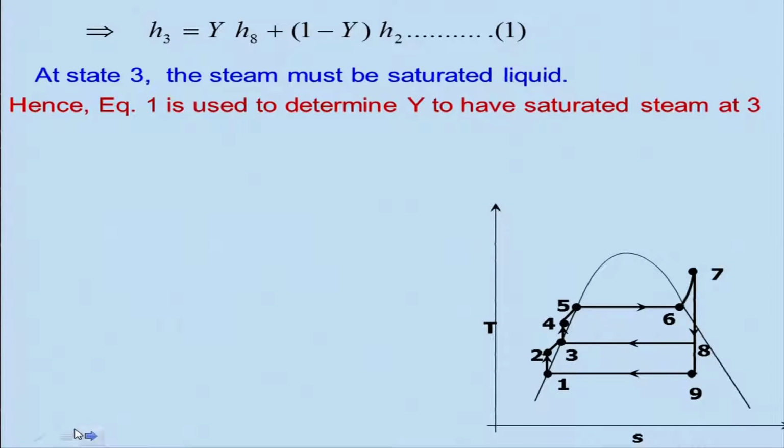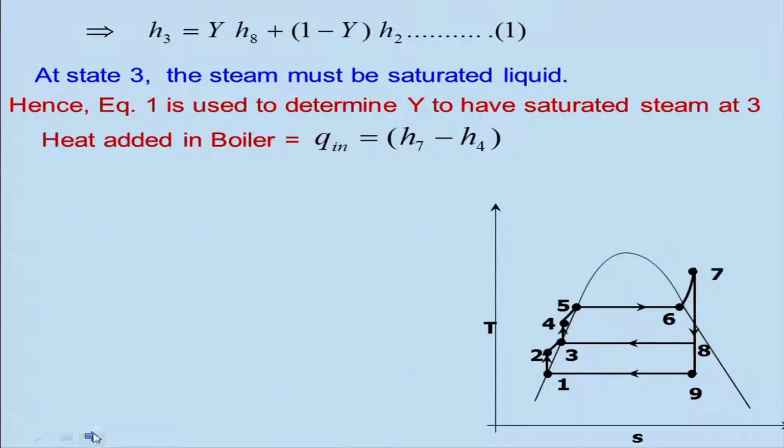So, therefore, open feed water is advantageous compared to the closed feed water heater, right. However, people do use both. So, equation 1 is basically used to determine Y, that is the steam extraction fraction, to have saturated steam at 3. And if you look at heat added in the boiler, what is it? Basically H7 at this point and H4 here, and the rest of the heat is coming from the feed water heater, right.